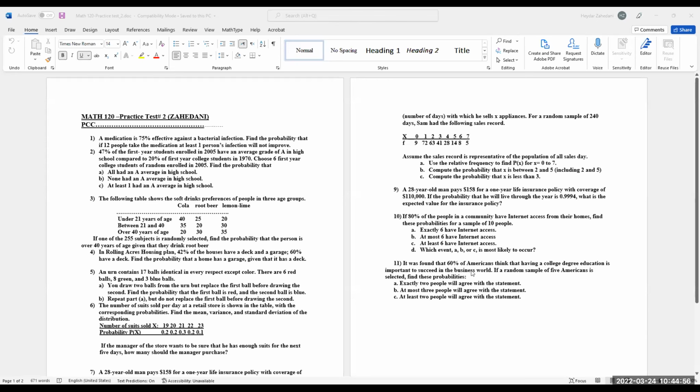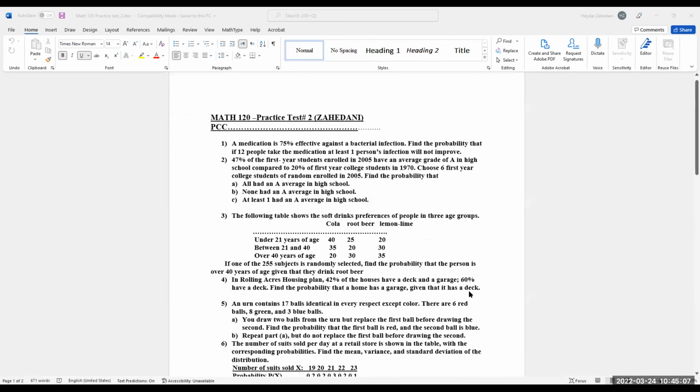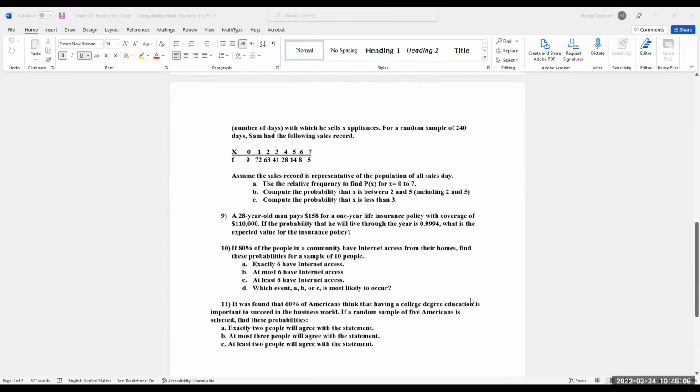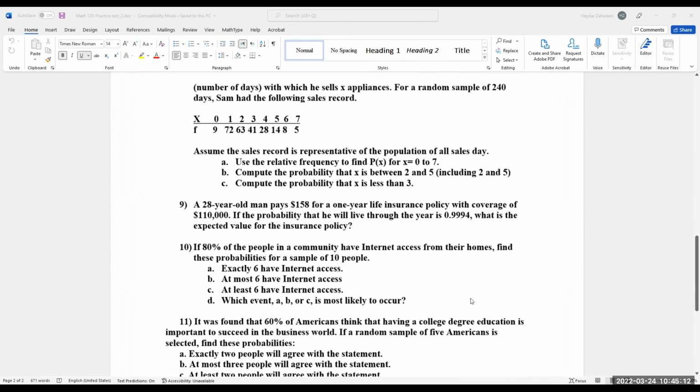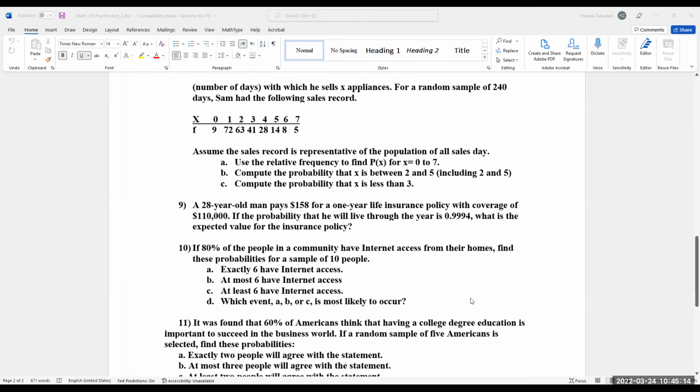Okay, can you see the practice one? So this is the one that we are going to consider. There are 2 problems, problem number 10 and number 11. This is going to be problem number 10. The situation is that 80% of the people in the community have internet access from their homes, find this probability for the sample of 10. So quickly you identify that this is a binomial case.